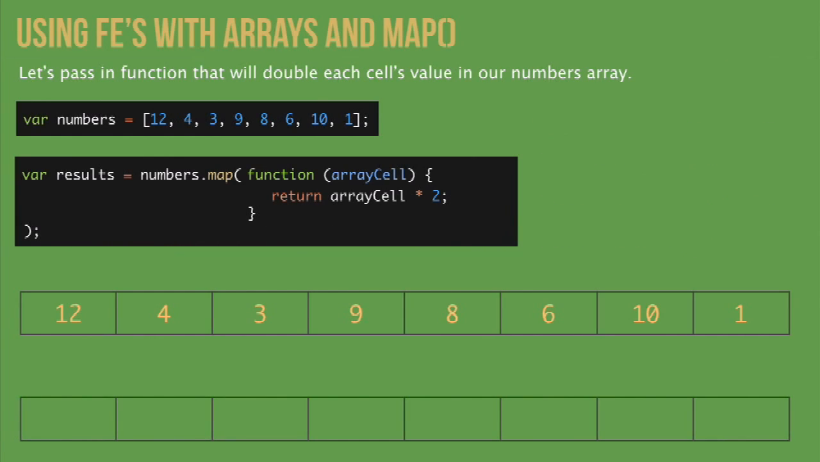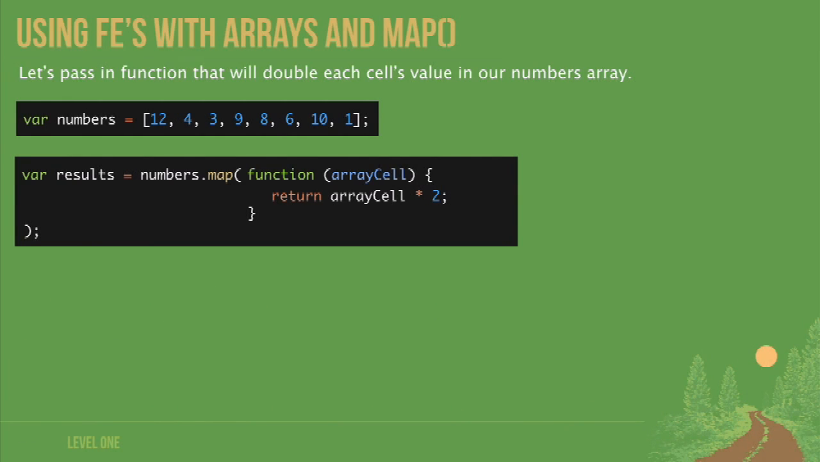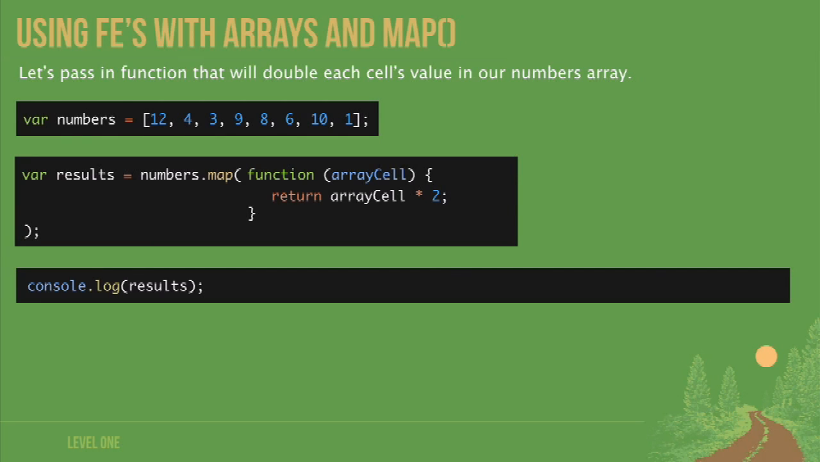So let's check out how our doubling function works. We pass it right into the map method, and it is applied to every single cell of the numbers array. And you can see each one of these numbers being doubled in turn. Then, if we were to log out our new results array, we would see an array with all of the values doubled from our original numbers array.